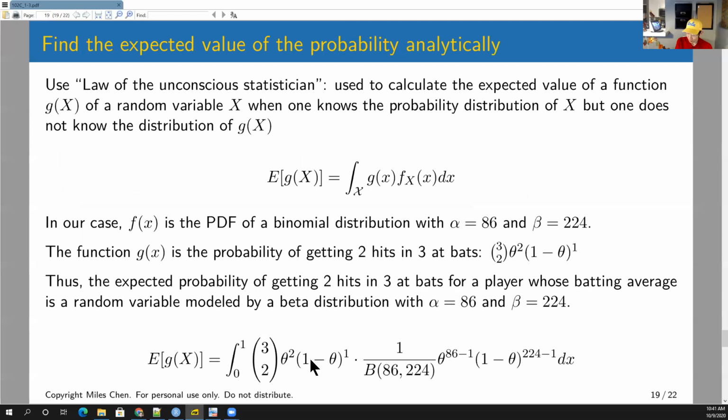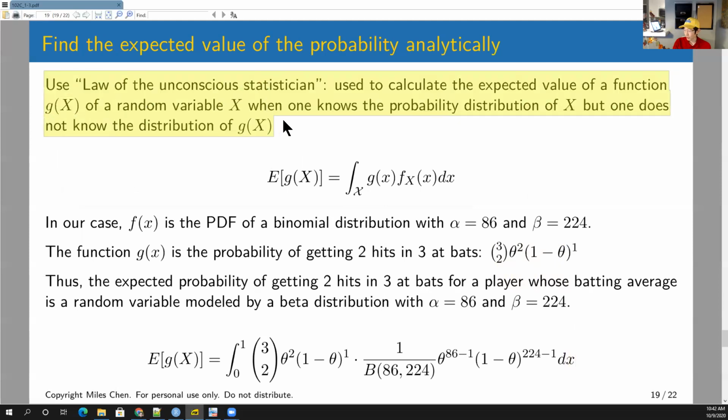Then I think better than plugging in one single value, though, is to find the expected value of the probability. So we want to find the expected value of this probability, and we're going to basically consider all possible values of theta. Oh, there's a typo here again.